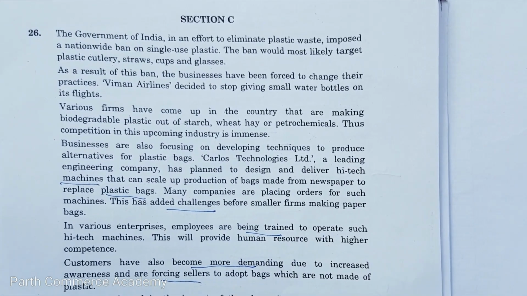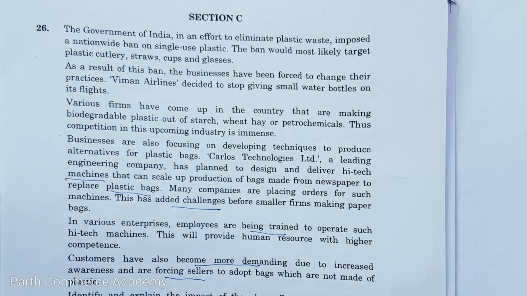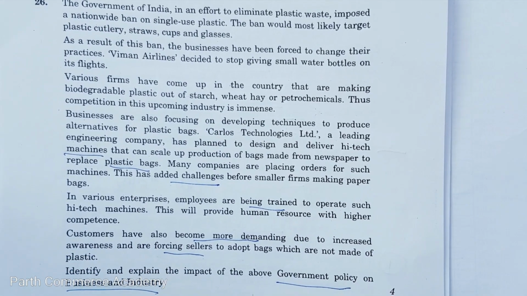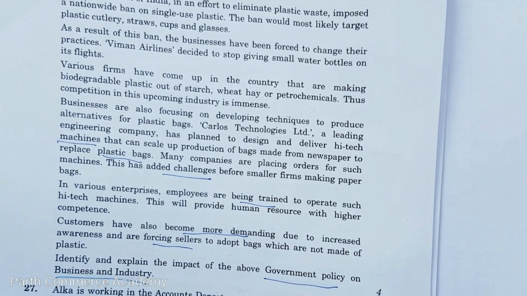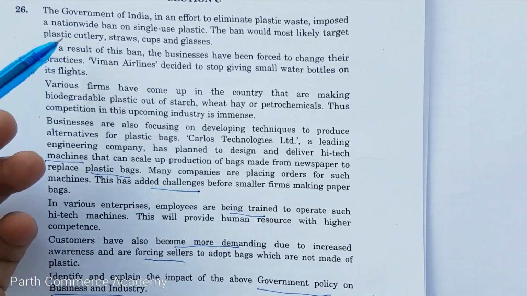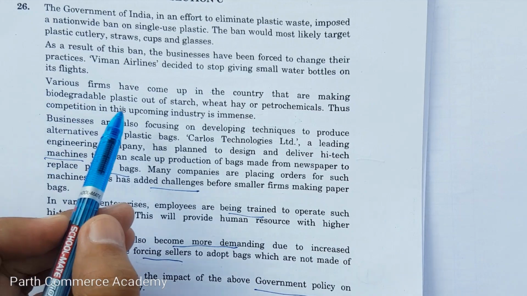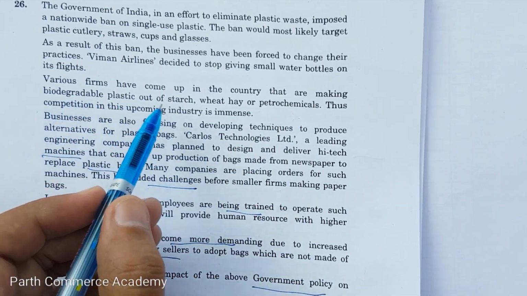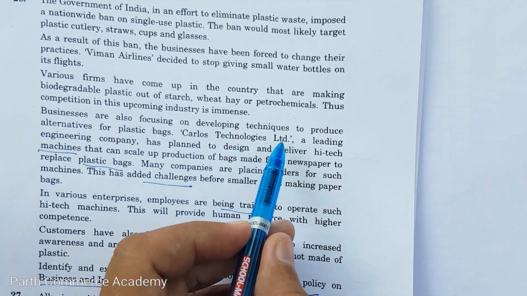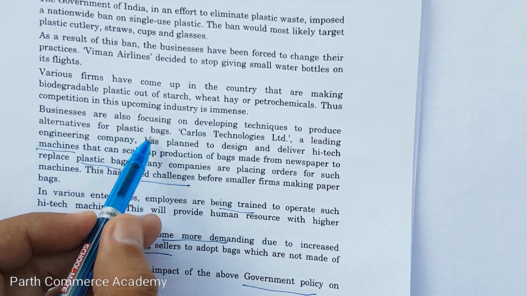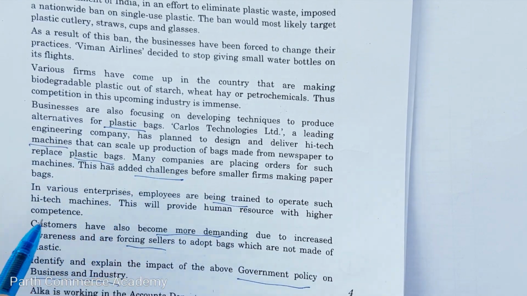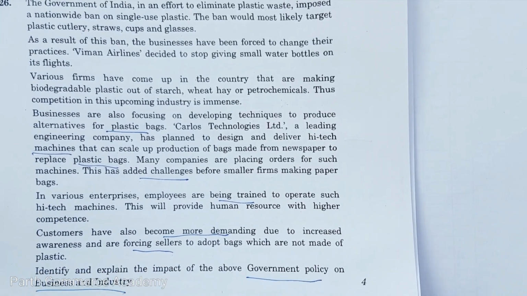So you can see plastic is not good for the environment, and that's why it is banned. And due to this, all these things happened. So here we have to see the impact of this government policy. What happened here? If you see, it is banned, and that's why many have started making biodegradable plastic. Businesses are focusing on developing techniques to produce alternatives to plastic bags. All right, so these are the things which we can mention here.